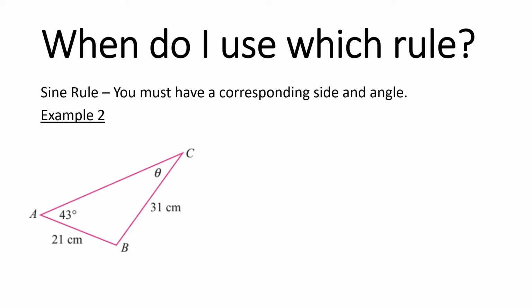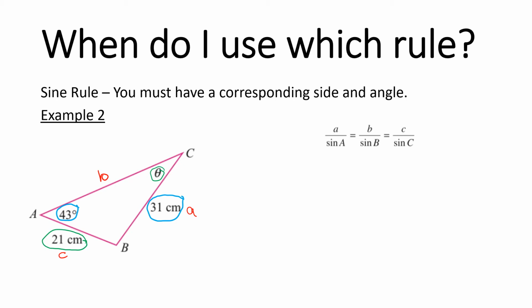Let's have a look at another example using the sine rule. Remember that we need to have corresponding sides and angles. First of all, we have this angle here, and it corresponds to this side here, because that's angle A, this is side A, that's angle C, this is side B, that's angle B, this is side B. And we also have this angle that we're trying to find, which corresponds with that side. So once again, we're using the sine rule, but this time we're trying to find an angle.